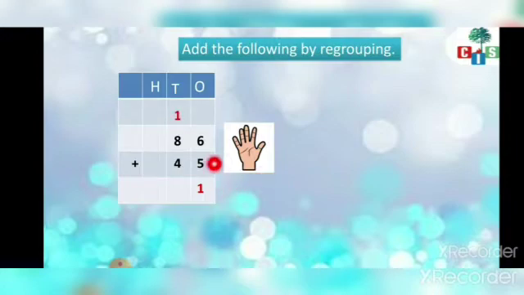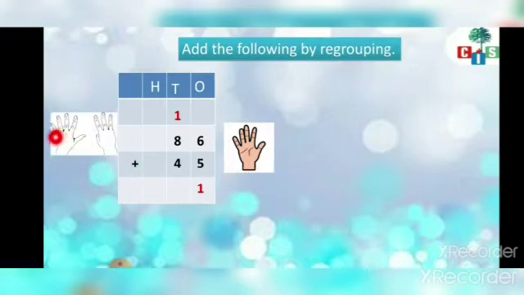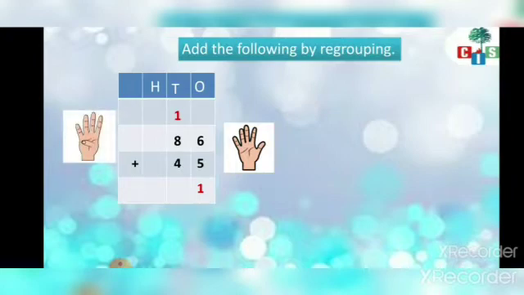Fine. Now look at the tens column. The numbers are 1, 8 and 4. So 1 plus 8. So 1 in your mind, 8 on your fingers. What comes after 1? 2, 3, 4, 5, 6, 7, 8, 9. So 1 plus 8 is 9. So 9 in your mind, 4 on your fingers. After 9, 10, 11, 12, 13. So we get the answer 13. We will write 3 in tens column and the carryover in the hundreds column.